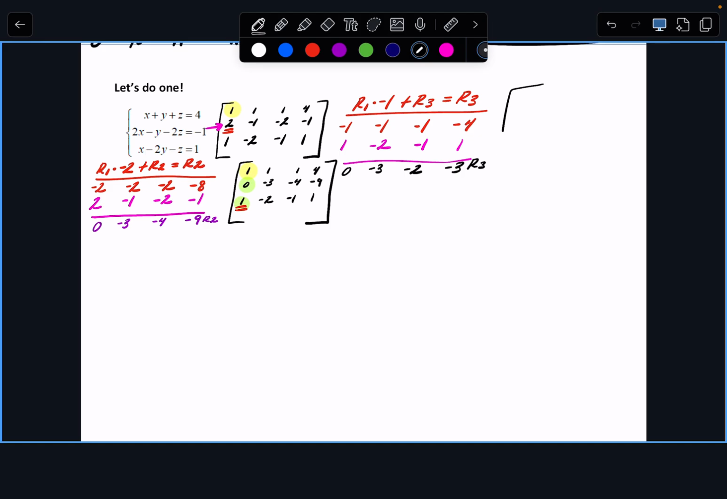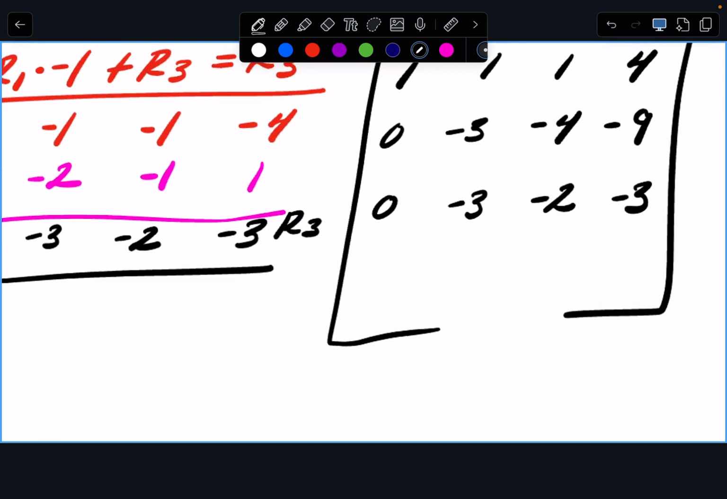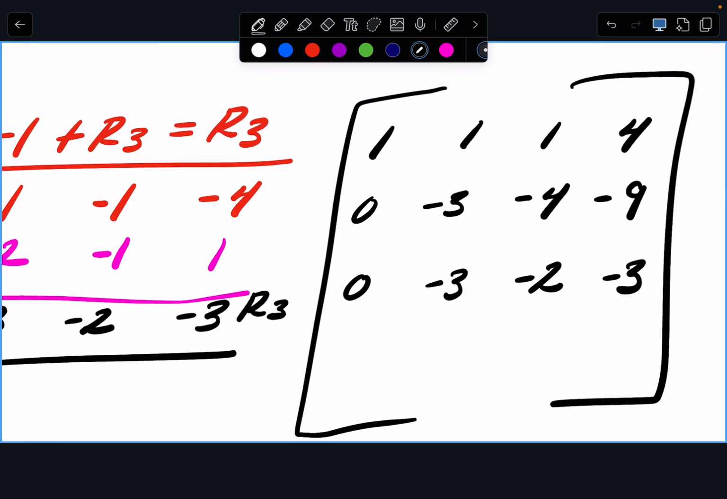Okay, let's write our matrix now. This was the matrix before. It's still that matrix. We just have a new row 3. Row 1 is 1, 1, 1, 4. Row 2 is 0, -3, -4, -9. And row 3 is 0, -3, -2, -3. I'm going to wait for everyone to get here.